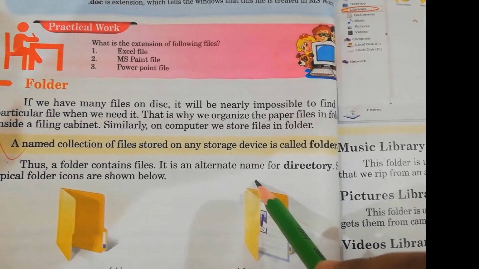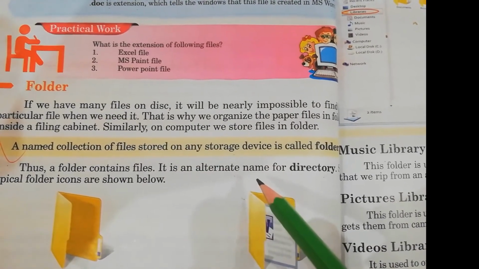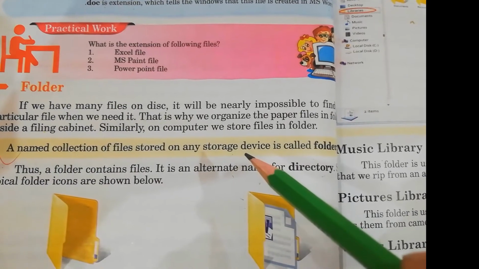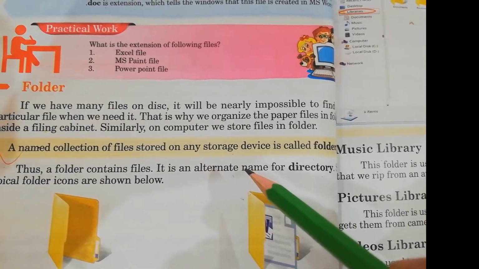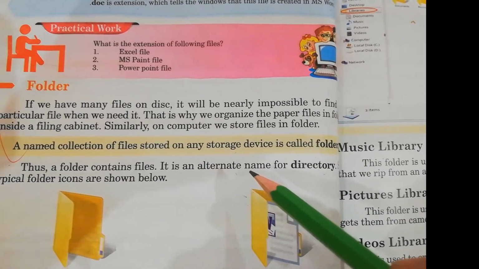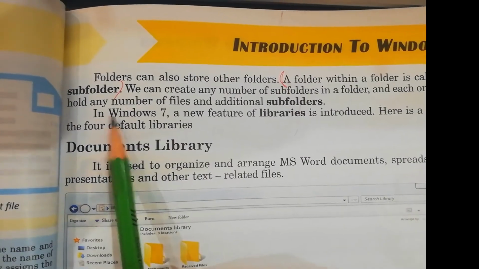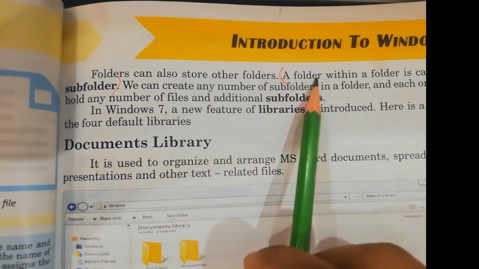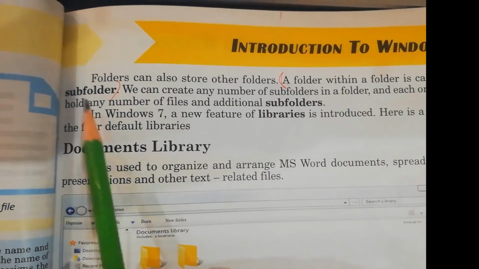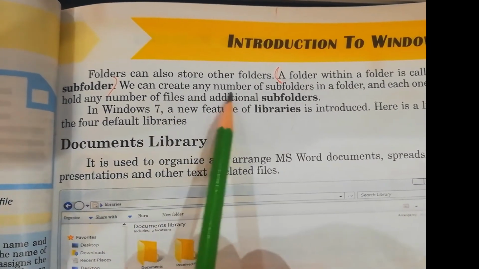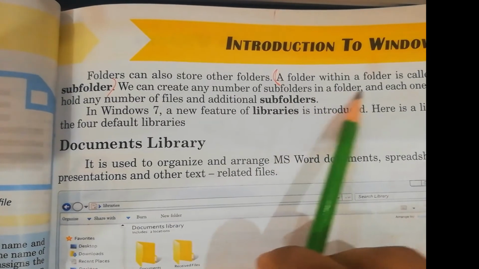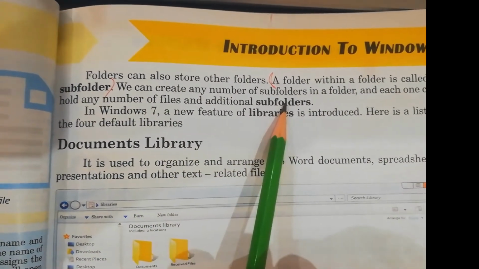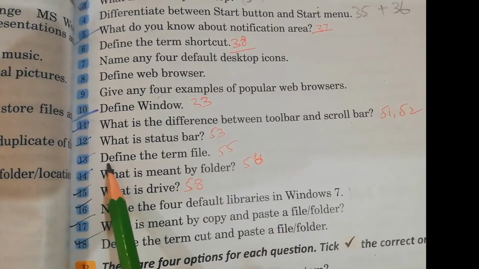And a folder can contain one or more files of any type and can even store other directories with their own files. They may also contain shortcuts to programs. Folders can also be stored in other folders. A folder within a folder is called a subfolder. We can create any number of subfolders in a folder, and each one can hold any number of files and additional subfolders.